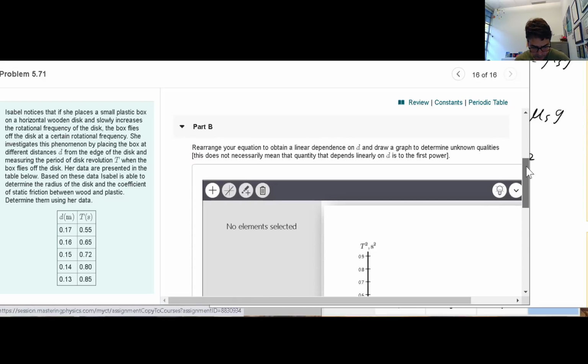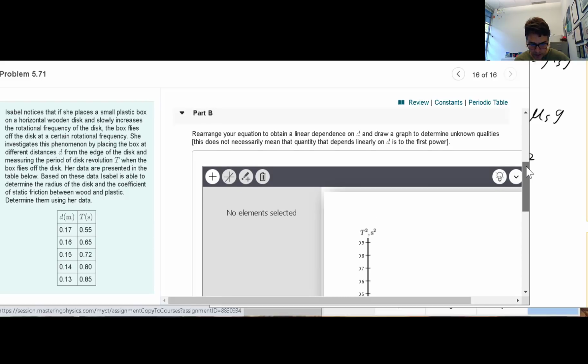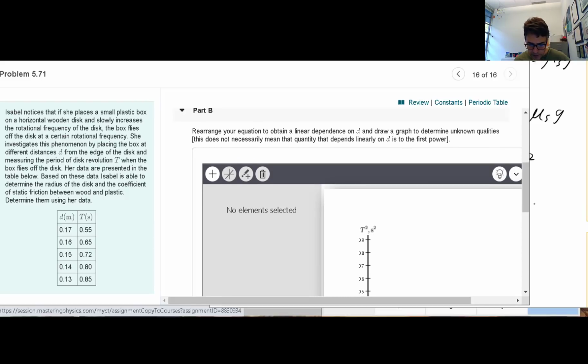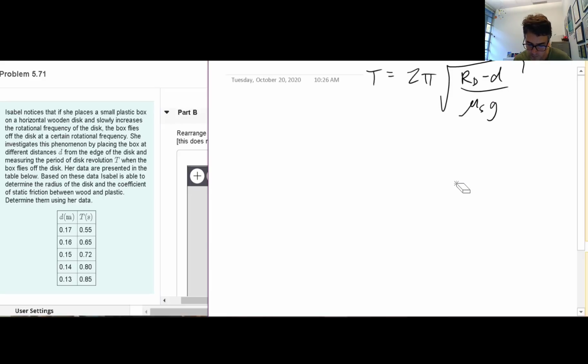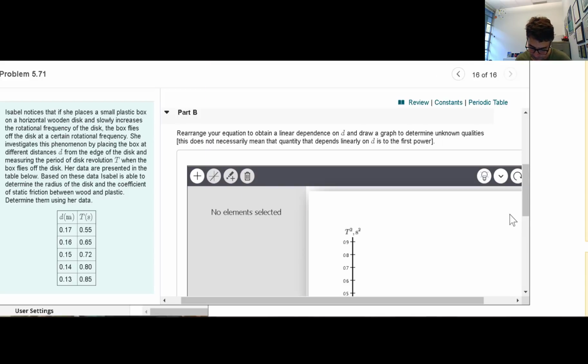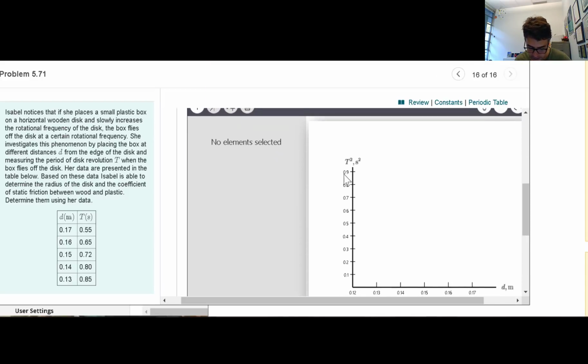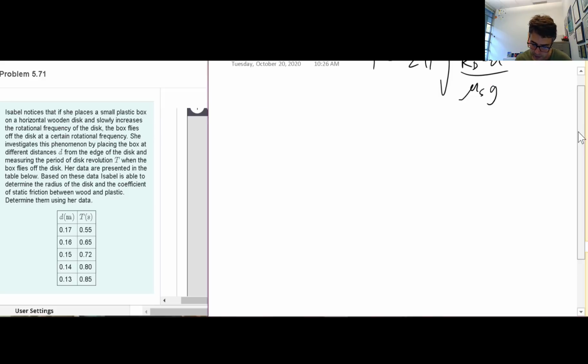Okay, likes it. Part B, rearrange your equation to obtain a linear dependence on d and draw a graph to determine unknown quantities. So all that means is that we're taking this equation for the period and we're trying to make it into some linear function of d, like y equals mx plus b. So the d is the x and the t is the y. The first step is you have to square both sides to get the d linear. That's actually indicated here. If you look at this graph, they've done t squared versus d. So that's what we're trying to look for here.